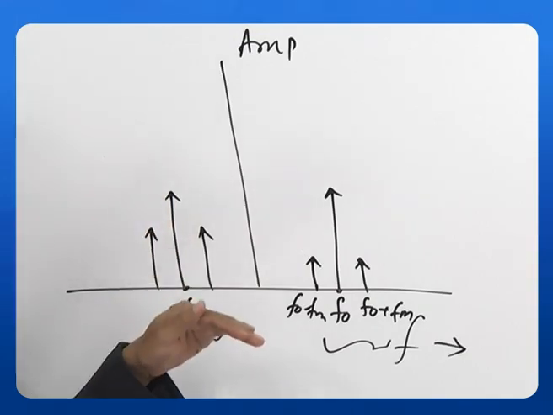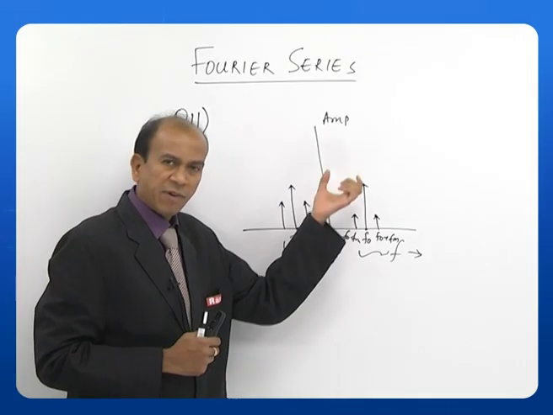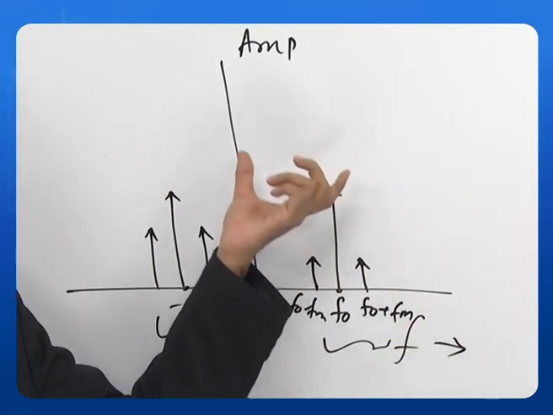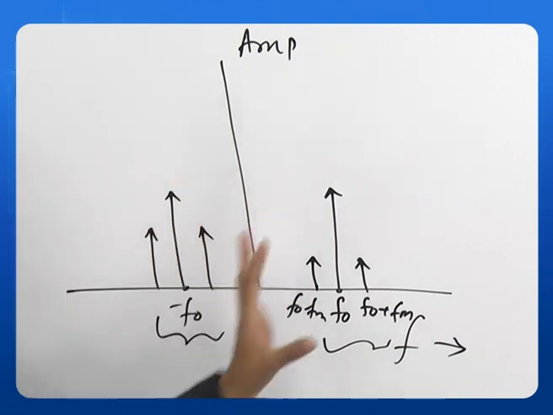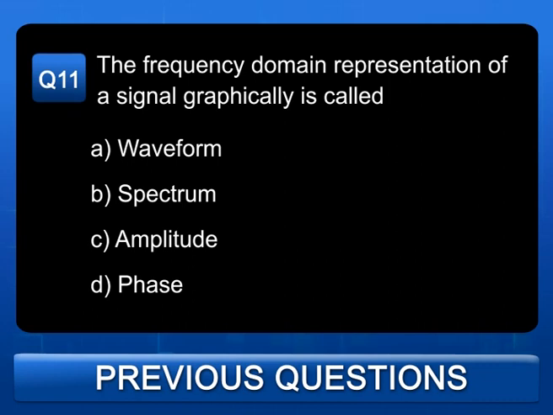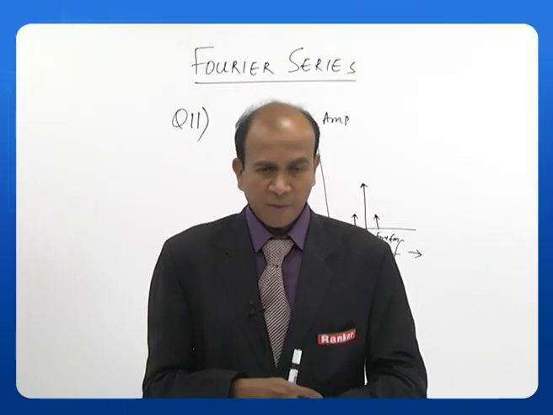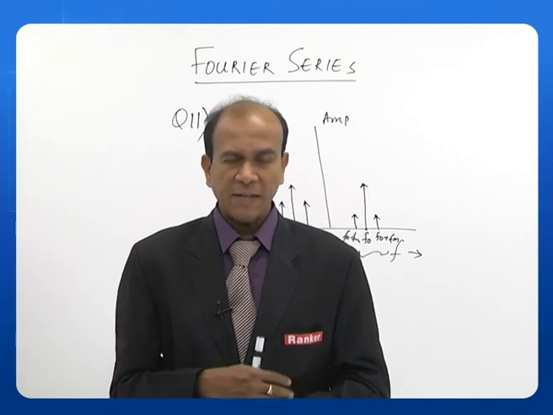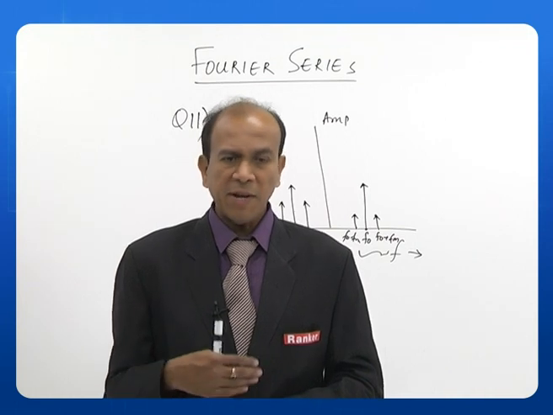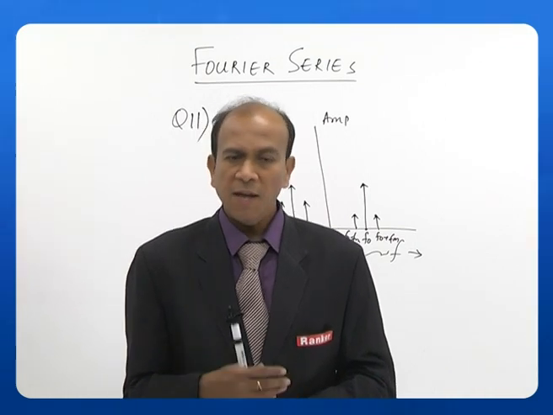Earlier we have seen a time domain representation which is called a waveform, whereas if I represent this with the x-axis as frequency, this is called the spectrum of the signal. Okay. So, we are seeing one famous spectrum here. Let us see what the answer is. The answer is, of course, spectrum. The frequency domain representation of a signal when it is represented graphically is called a spectrum, whereas the time domain representation of a signal graphically is called a waveform.